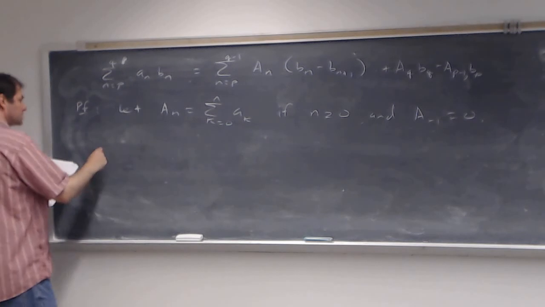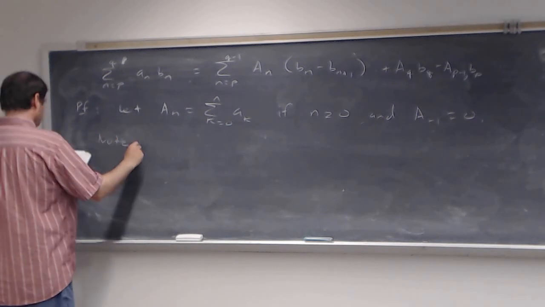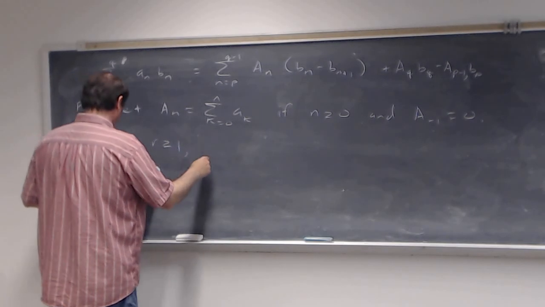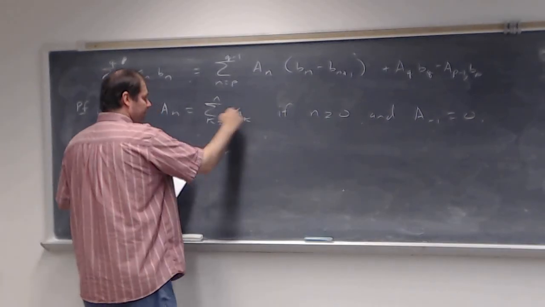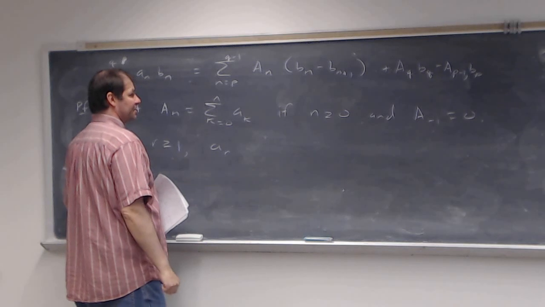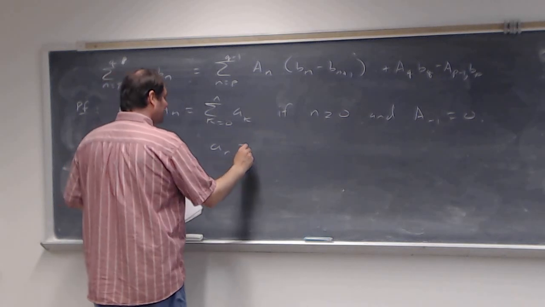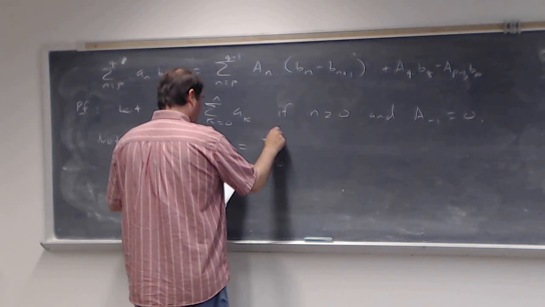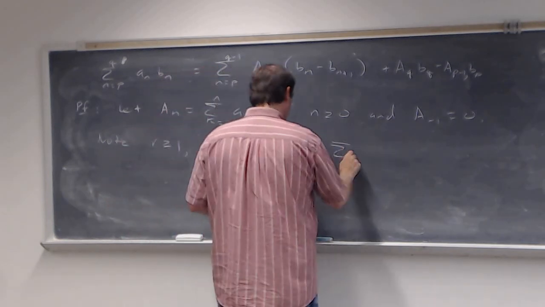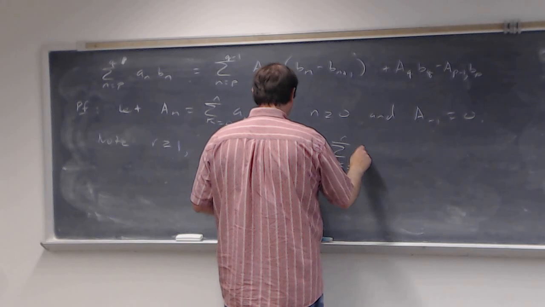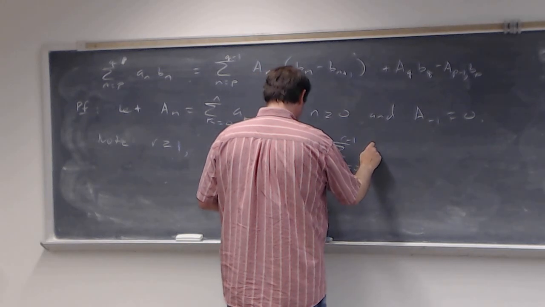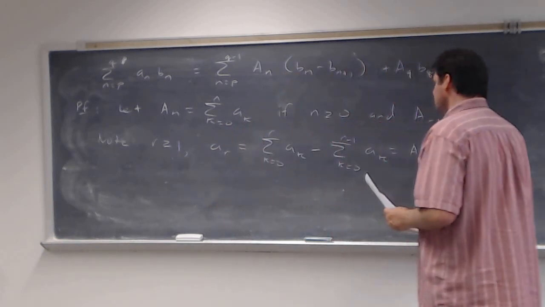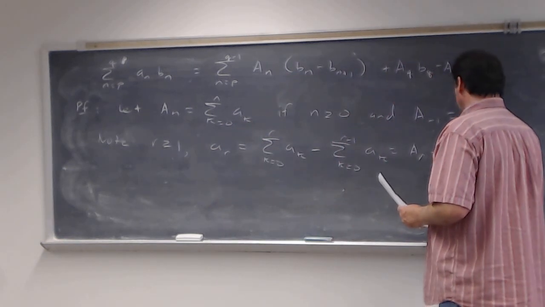Here's something to notice: if you have this index r, and it's bigger than 1, then the rth term in that sequence of little a's is really equal to the sum as k runs from 0 to r of A sub k minus the sum as k runs from 0 to r minus 1 of A sub k. And that's equal to A sub r minus A sub r minus 1.